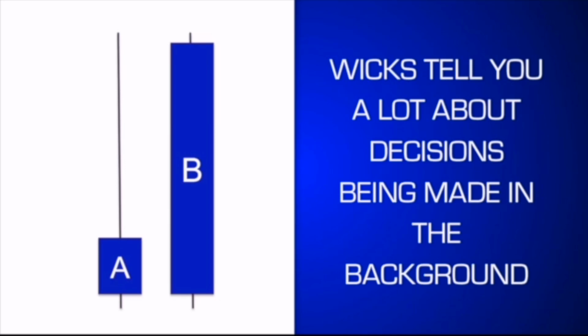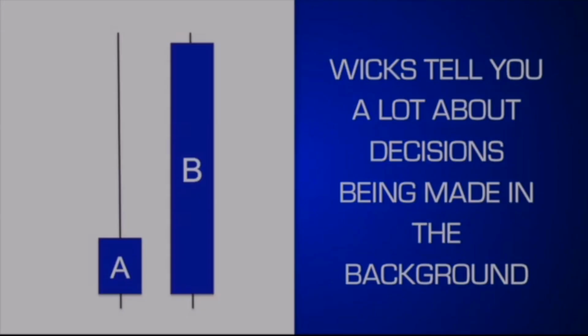Wicks are also what we call fake outs, meaning that the market was moving up in that direction, but it decided not to. We call it a fake out because it faked you out. You thought it was moving up, but it actually was not. Or you thought it was moving down, but it actually was not.